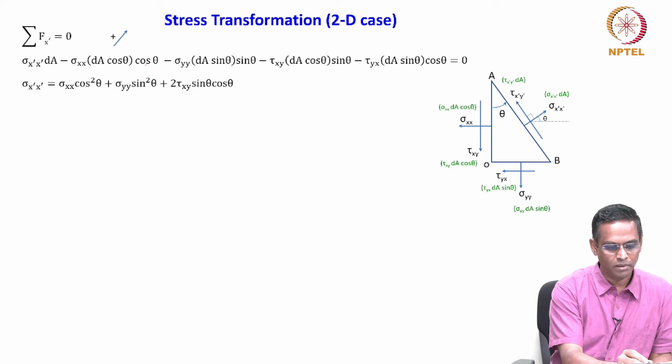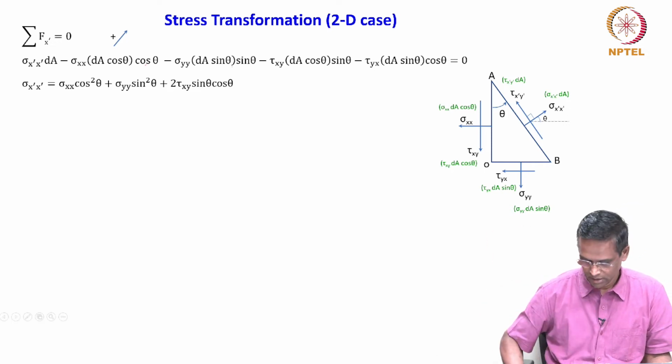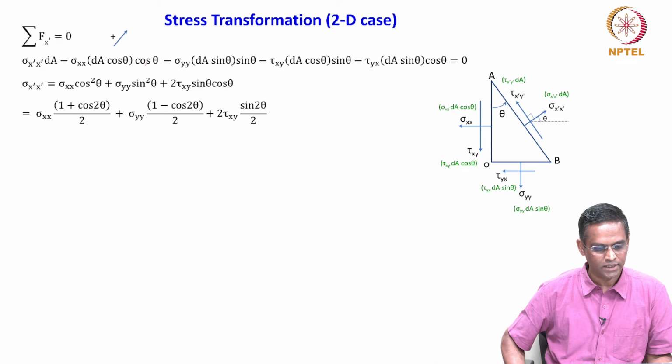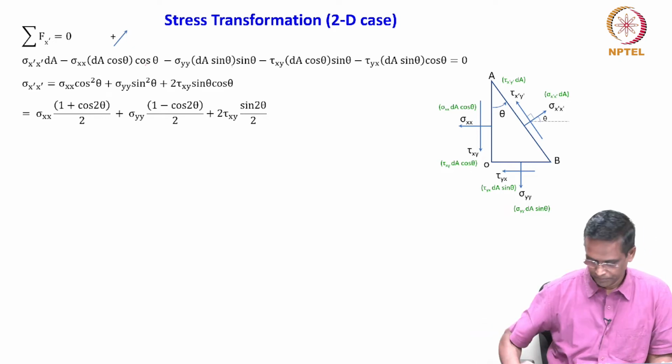Sigma x prime is equal to sigma xx cos squared theta plus sigma yy sin squared theta plus 2 tau xy sin theta cos theta, and then we have removed dA, which is common to both sides. Now a simple trigonometric identity can be brought in. Cos squared theta can be replaced with 1 plus cos 2 theta by 2, sin squared theta can be replaced by 1 minus cos 2 theta by 2, and sin theta cos theta is replaced by sin 2 theta by 2.